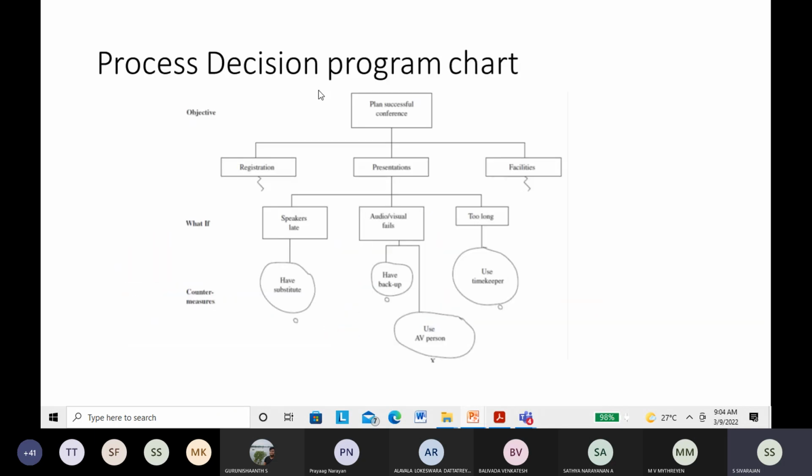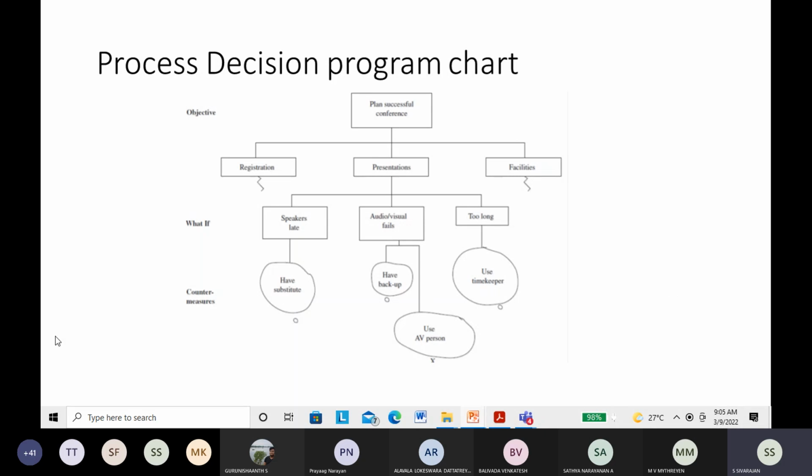And then the process decision program chart. Whenever you want to do any activity, you can use this one. I have organized a few conferences. I was an organizer, and we conducted a national conference at VIT in the year 2017. I was the secretary. So these are all based on the process. We can find out, because our idea is that mistakes should not be there.